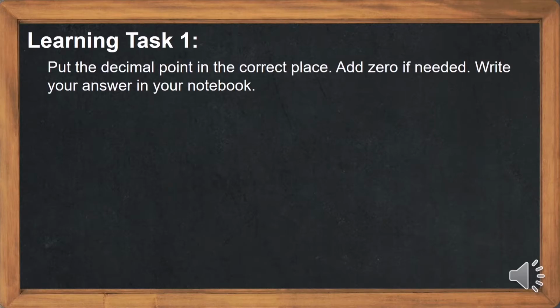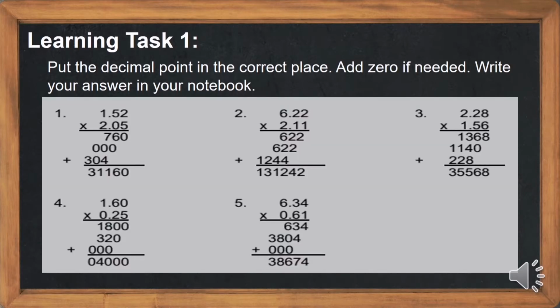For learning task number 1, put the decimal point in the correct place. Add 0 if needed. Write your answer in your notebook. So for number 1, we have 1.52 times 2.05. Ang sagot nating nakuha ay 31160. Saan natin ilalagay ang decimal point? Then for number 2, we have 6.22 times 2.11.